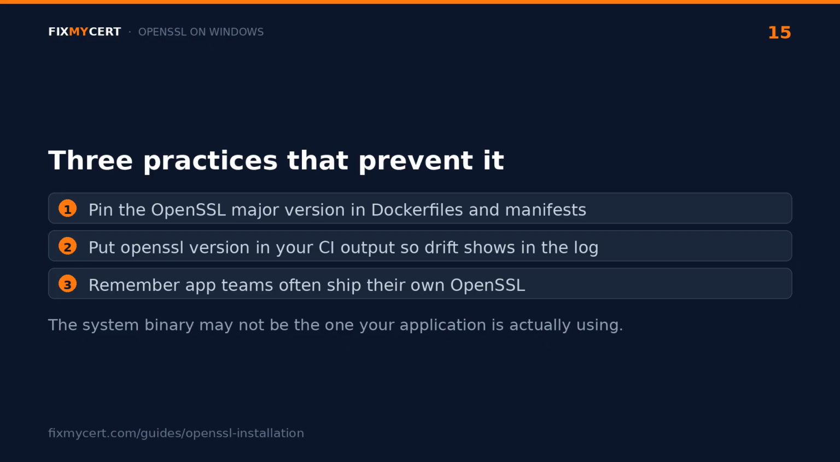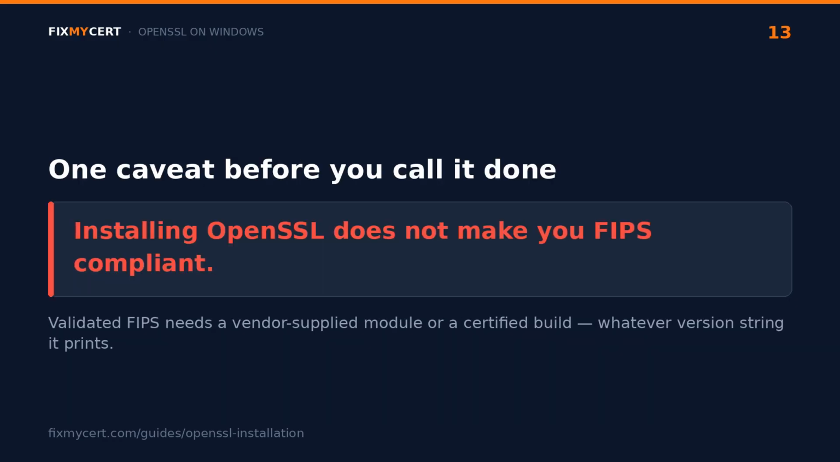And third, be highly cautious of application teams, especially those using Java, who might be shipping their own custom OpenSSL binaries. Those will completely bypass the system-level toolkit we just worked so hard to install. Oh, and a quick but super vital note for anyone operating in heavily regulated environments. If you are bound by FIPS validation constraints, please be aware that simply installing the open source toolkit is not sufficient for compliance. You absolutely need a vendor-supplied validated module. A stock open source install just isn't going to cover you legally, no matter what that version string prints out.